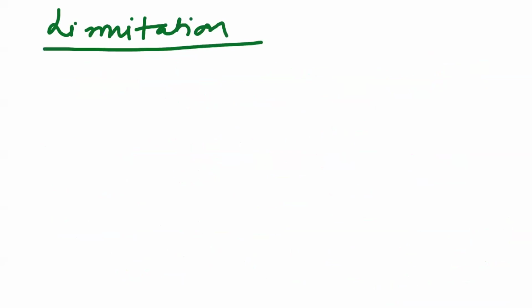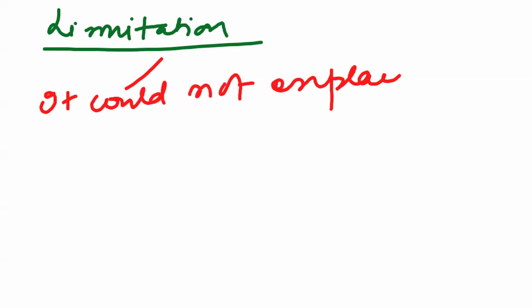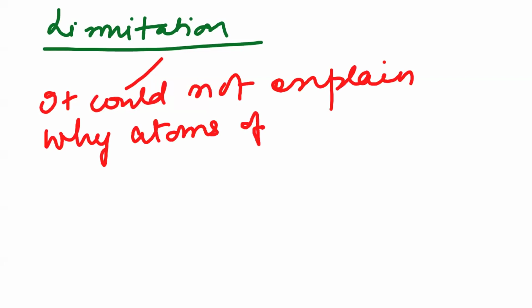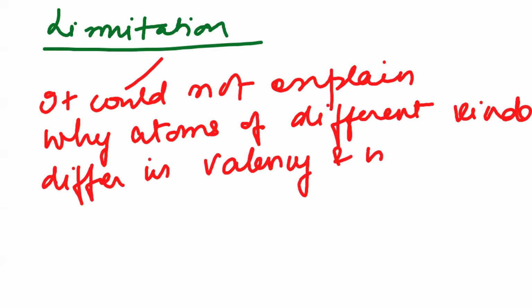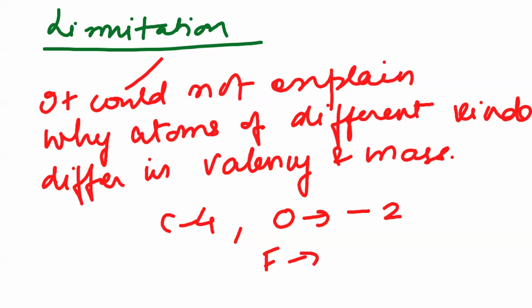Okay, so what are the limitations of this Dalton's theory? The first limitation was that it could not explain why atoms of different kinds differ in valency and mass. Why is the valency of carbon 4, why is the valency of oxygen -2, why is the valency of oxygen -1?